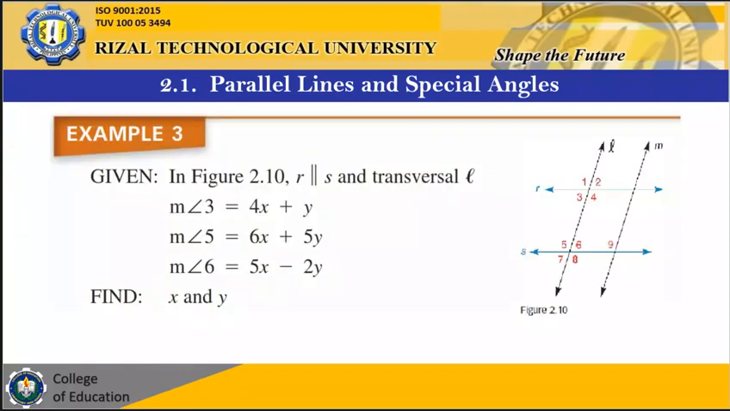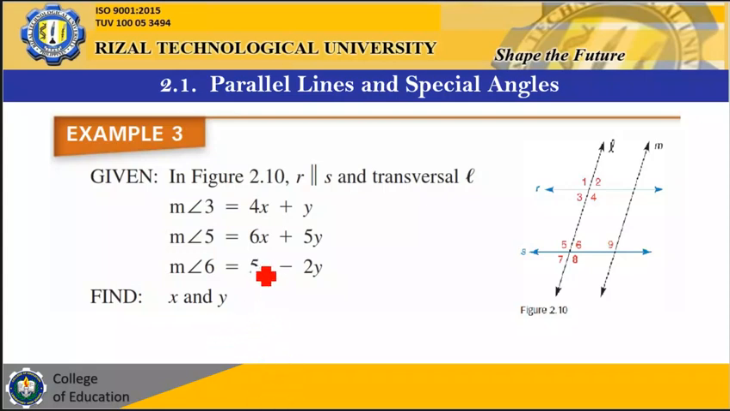Next, on the other hand, we can say that angle 5 and angle 6 form a linear pair. Well, actually, if we are to use as well the measure of angle 3 and the measure of angle 6, we also arrive at the same answer.